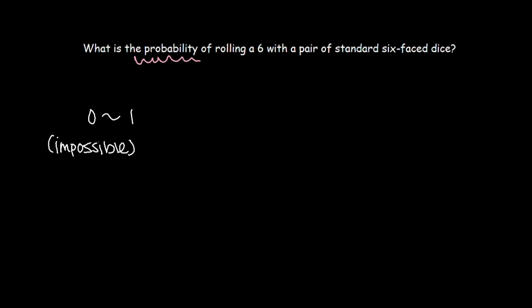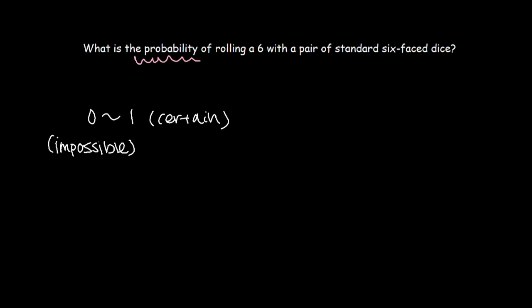However, 1 is the direct opposite of impossible. It's certain. So for example, if there are 5 marbles in the bag and all of them are red, what is the probability of you choosing a red marble? 100%. You're always going to be choosing the red marble no matter what. So that's certain. So always remember that probability is always between 0 and 1.